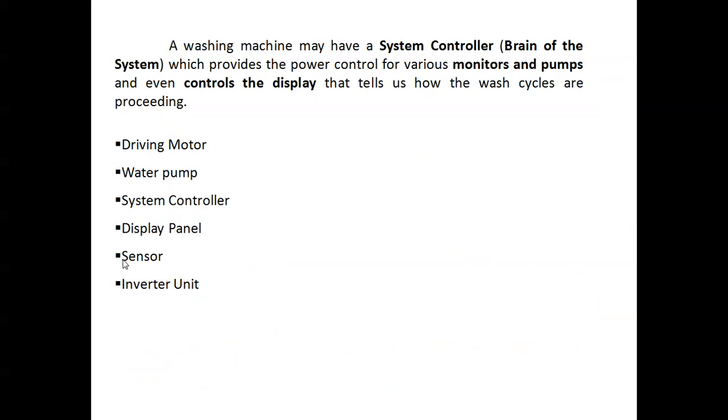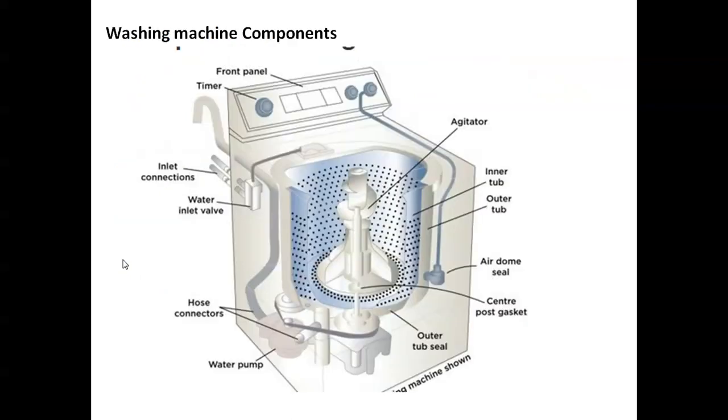And next, what are the components available in a washing machine. Driving motor, water pump, system controller, display panel, sensor, inverter unit. These are the components available in a washing machine. The system controller is the brain of the system, which provides power control of the various motors and pumps, and also control and display. So these are the washing machine components.